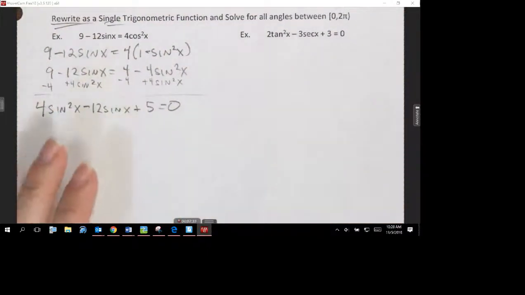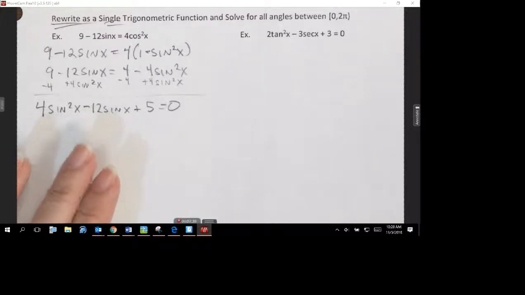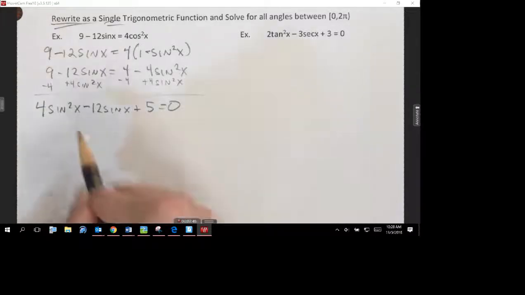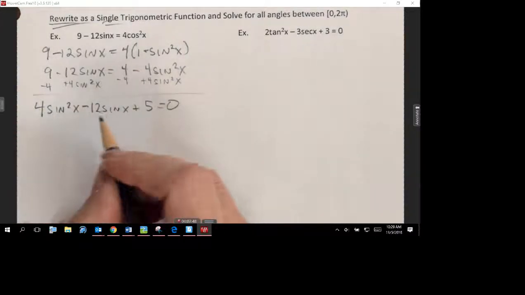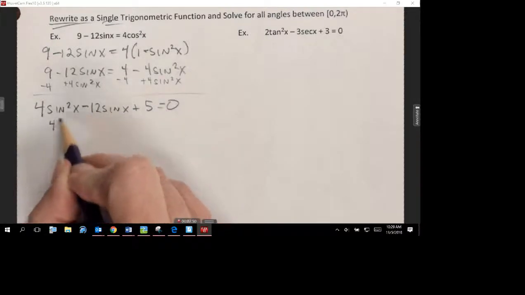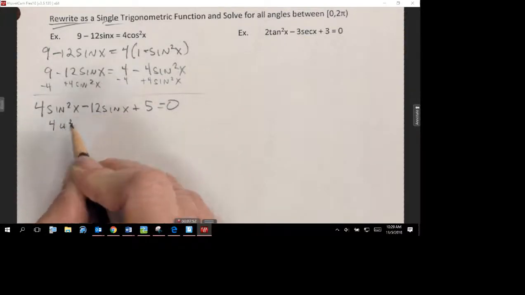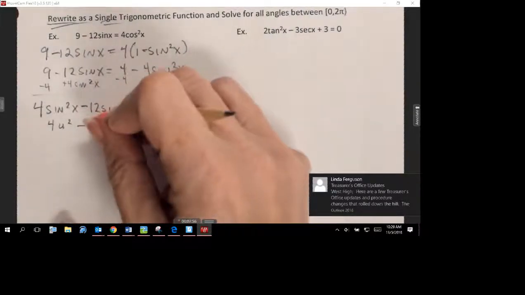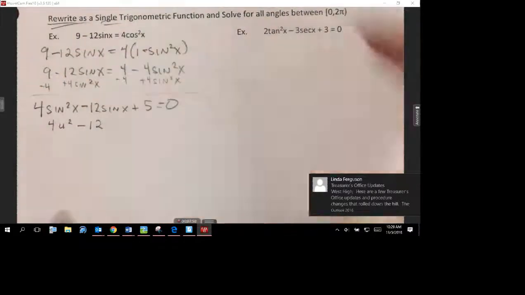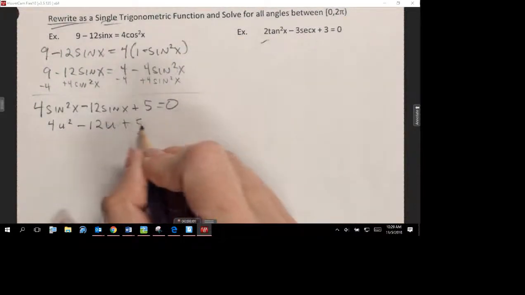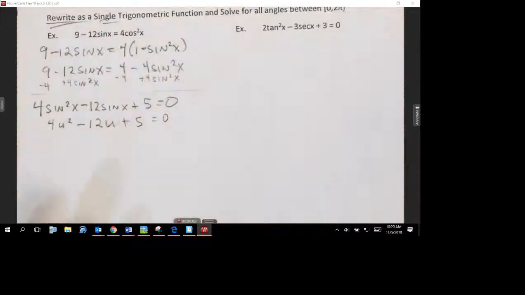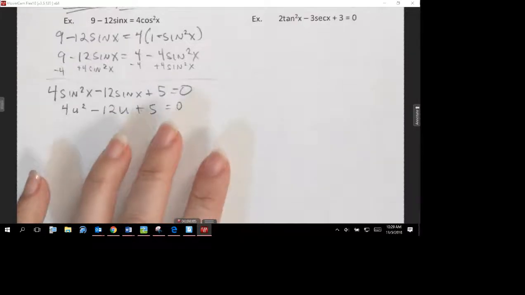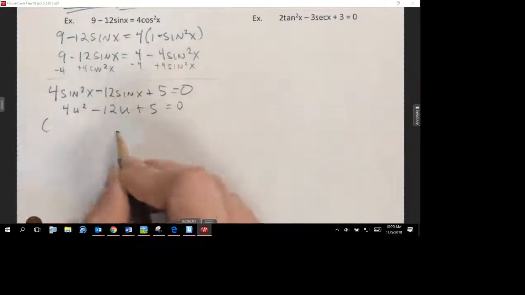So once you have 4 sine squared x minus 12 sine x plus 5 equal to 0, we're going to factor it, and this is where people have trouble looking at it and figuring out how to factor it. You're more than welcome to take out sine x and make it like a u, and if that helps you to figure out how to factor it quicker, go for it.